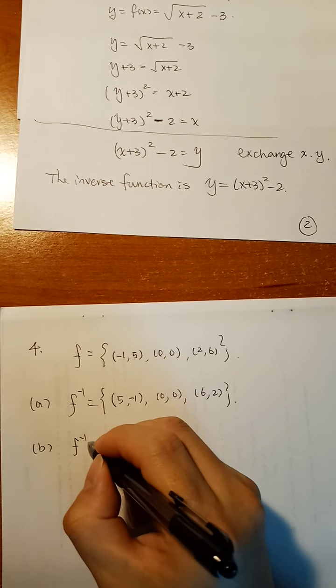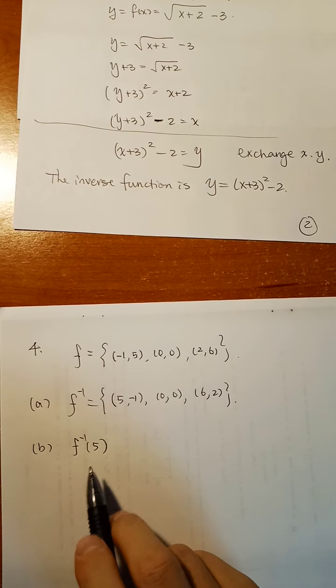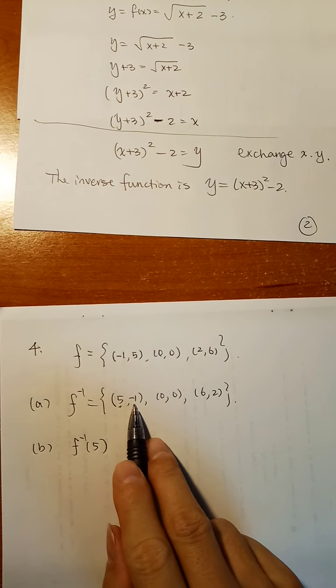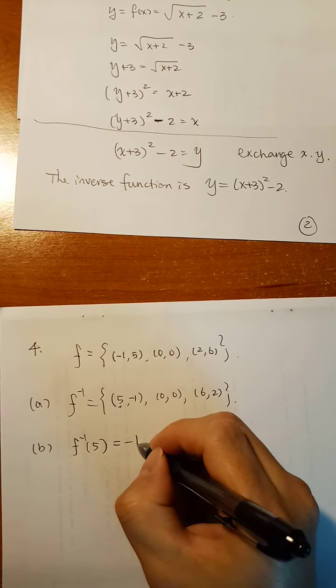F inverse of 5. Read it here. When you have 5, the output is -1. So f inverse of 5 is -1.